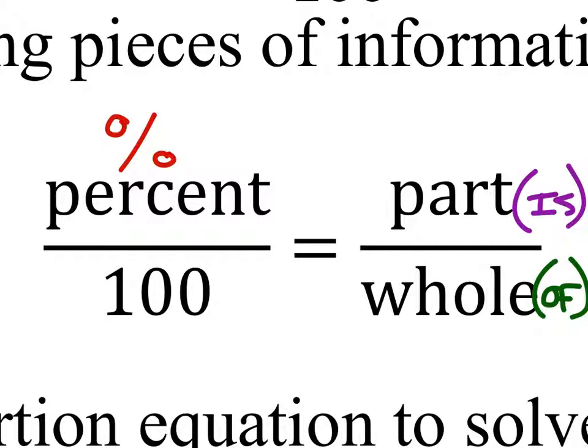But if they give us a whole value or a total, that's the whole. If they gave us part of the whole, then that's the part. And if they gave us the percent, that should be pretty obvious because it will have the percent symbol after it. Now if we set this up right, again, we can use the Fish method to solve this.